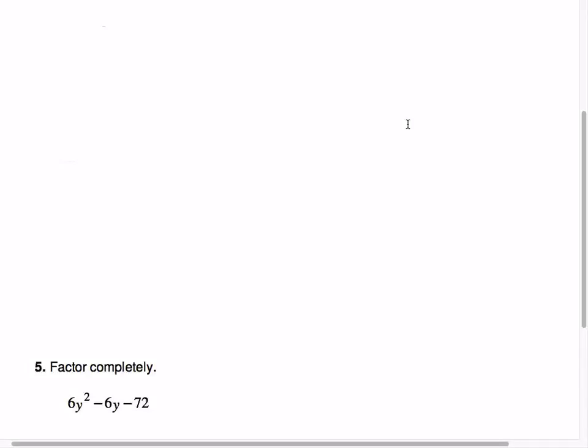So let's talk about the last problem on this sheet. This problem asks you to factor this expression, 6y squared minus 6y minus 72. Factor it completely. So according to the example that we just saw, what should be the first thing that we think about when factoring this expression? Yeah, think greatest common factor. Always check that first.